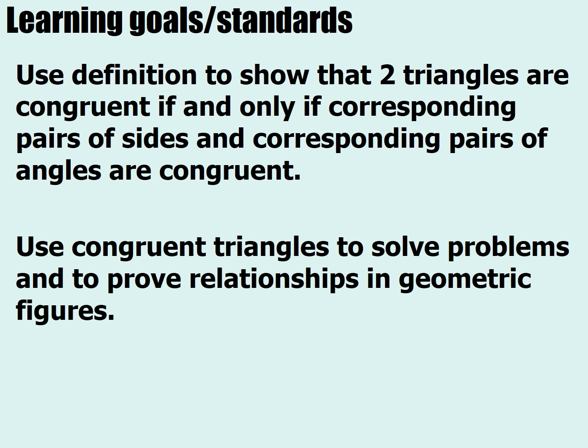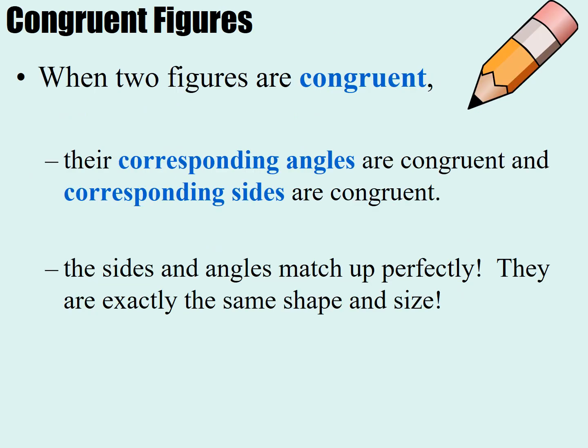Our learning goals or standards today, and you don't need to write these down, are to use the definition of congruence to show that two triangles are congruent if and only if the corresponding pairs of sides and the corresponding pairs of angles are congruent. And now by using those definitions, we're going to use the congruent triangles definition to prove and solve problems and relationships in geometric figures.